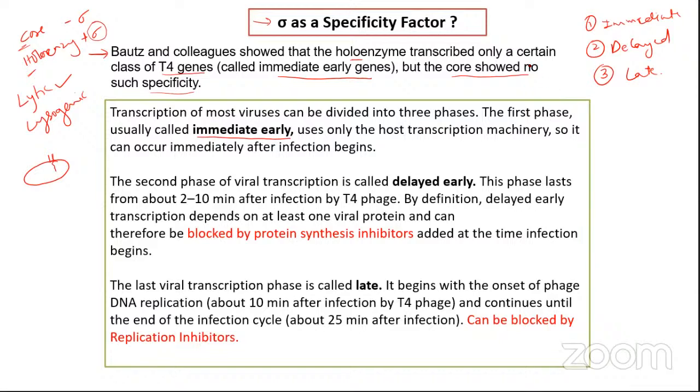If I group it under timelines of infection, within the first 2 minutes of infection, the immediate early genes are getting transcribed and the products are being formed. Once the products of immediate early genes are available, between 2 to 5 minutes, the delayed early genes are transcribed. And further beyond that, after about 10 minutes of infection, the late genes are transcribed. This is the sequence in which transcription actually occurs after the virus has infected the bacteria.